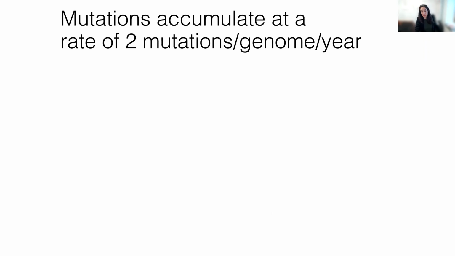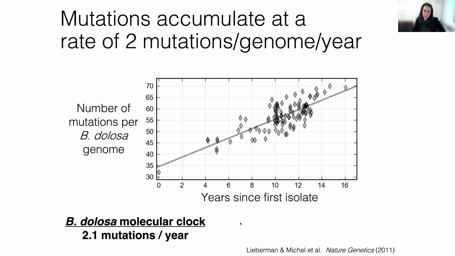Okay, so the first thing we can do is ask how fast these bacteria are evolving. And if we just plot the number of mutations each bacterium has against when we first isolated it, we get this nice linear accumulation of about 2 mutations per genome per year. Okay, but of course, we'd like to know more about what these mutations say.